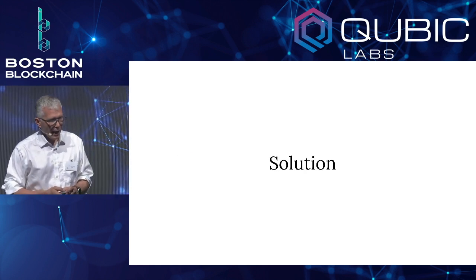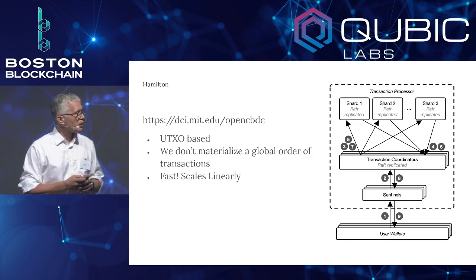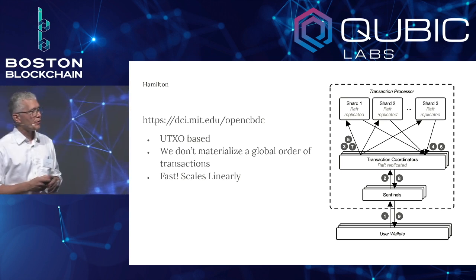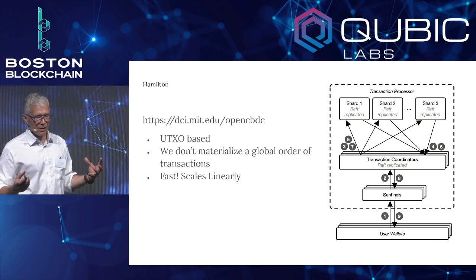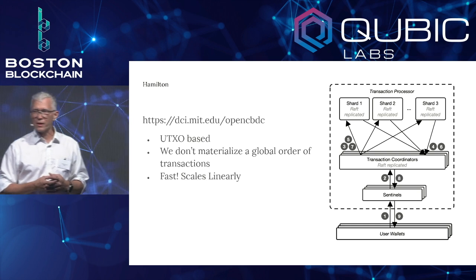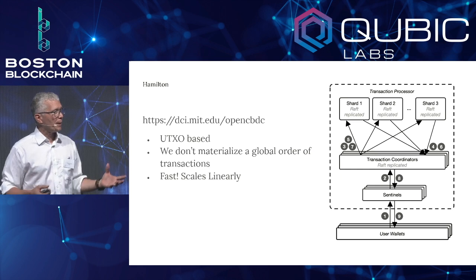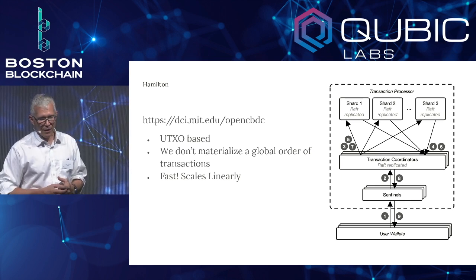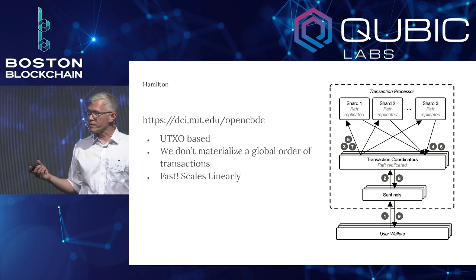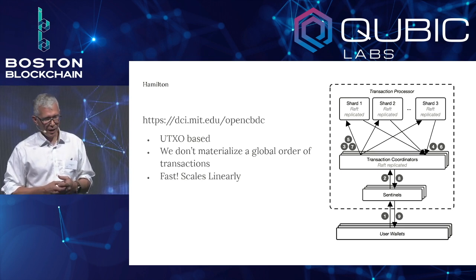So at the Federal Reserve and MIT, we came up with a solution to this. We worked on this project called Project Hamilton. The result of it is an open source code base called OpenCBDC. If you go to dci.mit.edu/opencbdc, you can see this project. We wrote a couple of papers about it. It's been presented at conferences, and it is also connected with an open source code base called OpenCBDC. That's on GitHub. You could just go download it and run it.